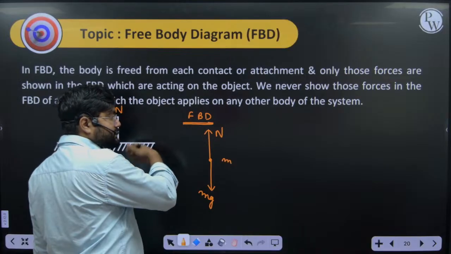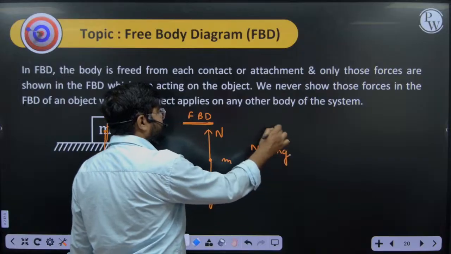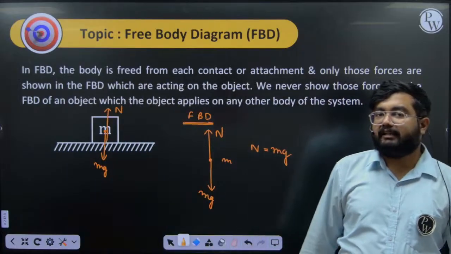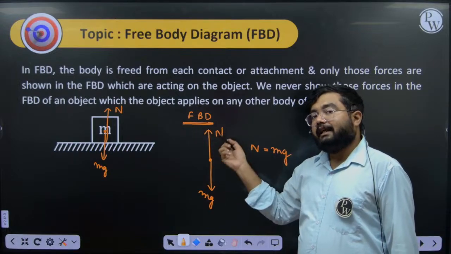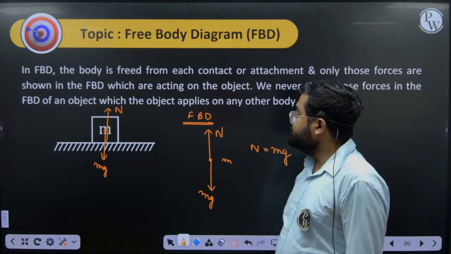For example, in this case, the normal is balancing the mg, so we can write it in this manner. So this is an example of FBD. Nothing much, just draw the object by a single point and draw all the forces which are acting on that object.